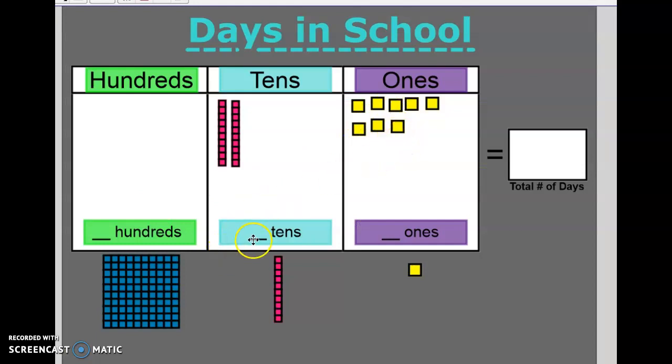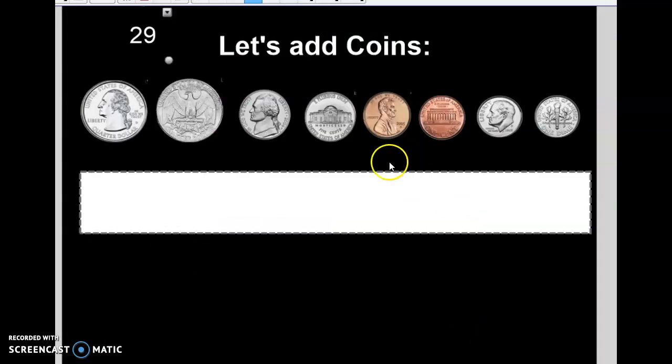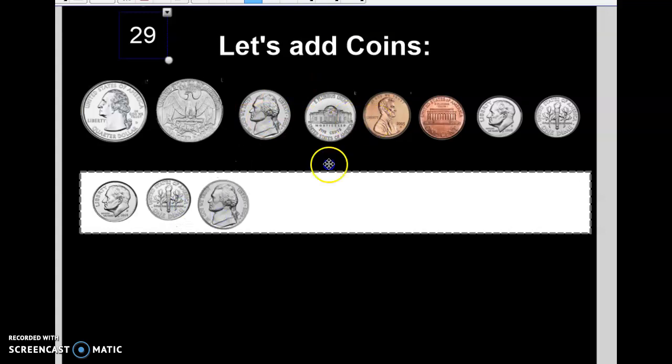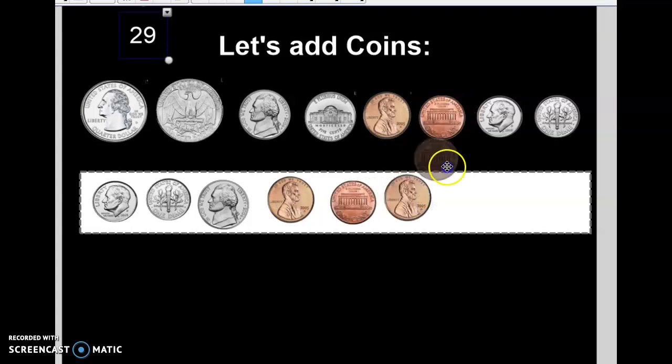Yesterday we had been at school 28 days. I'm going to add one more. And now I know that we have been at school for 29 days. 29 days of school. I'm going to make it in a different way today. 10, 20, 25, 26, 27, 28, 29.